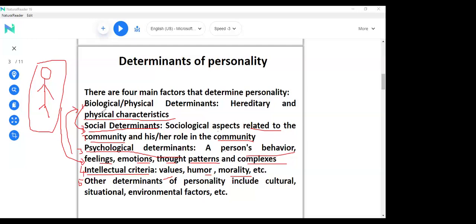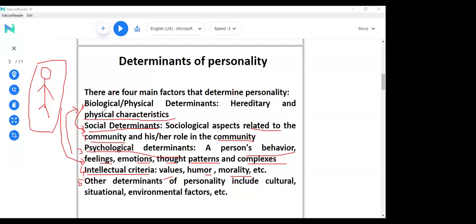Then that social role change affects Mahendra's psychological determinants, meaning his feelings, and automatically Mahendra's physical characteristics or physical appearance change because of the social and psychological determinants. Then, my dear student, we can say these are determinants of personality.